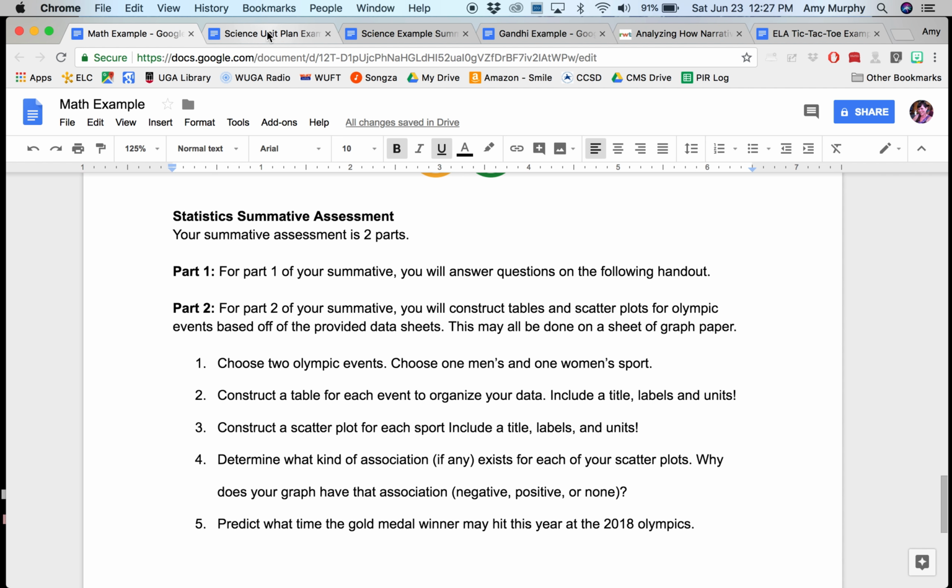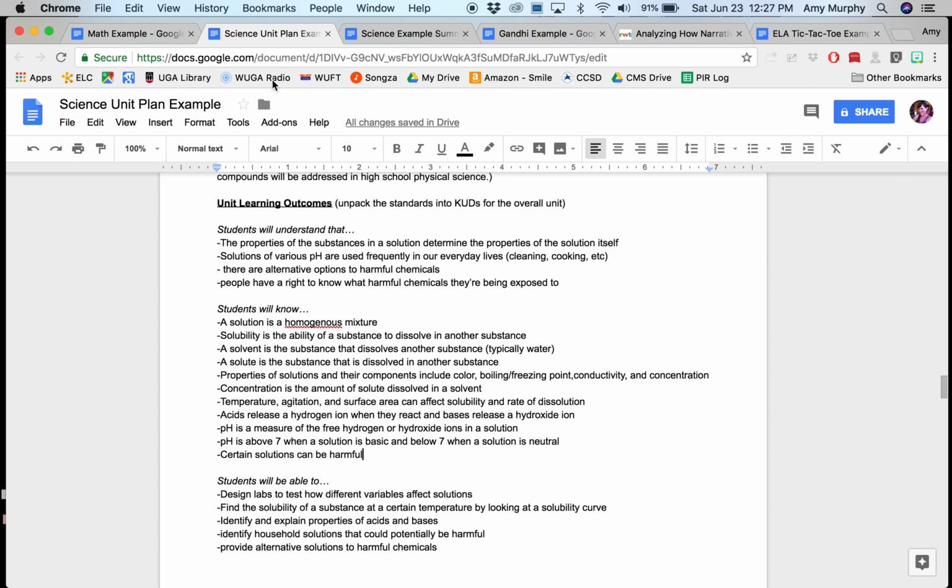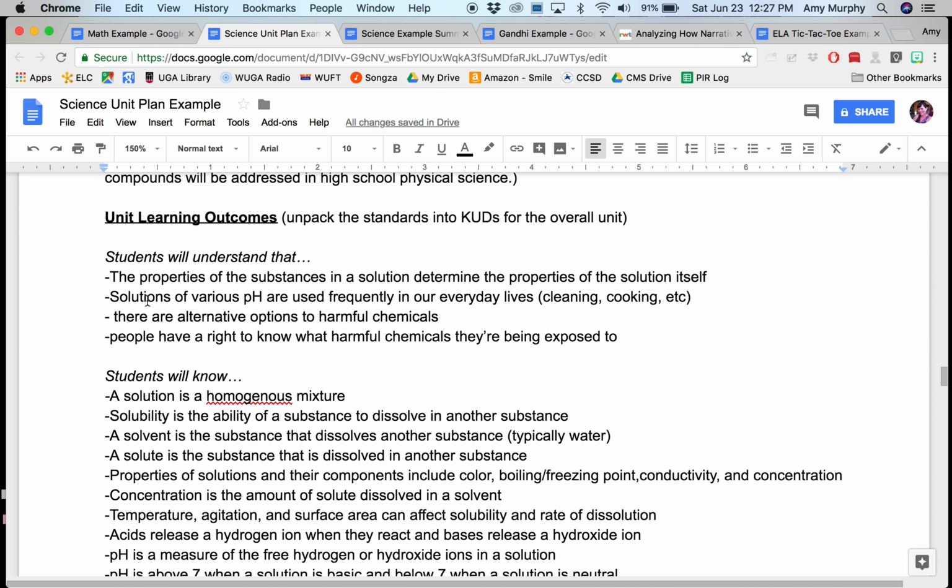All right, let's look at a science one. This one, they were studying, oh, that's really tiny. Let's go up here. All right.